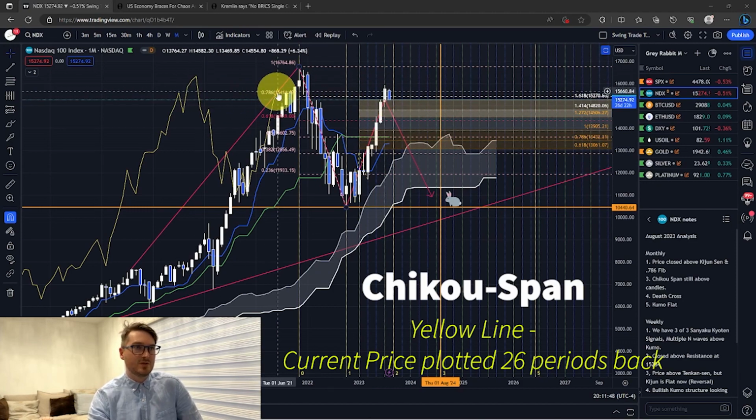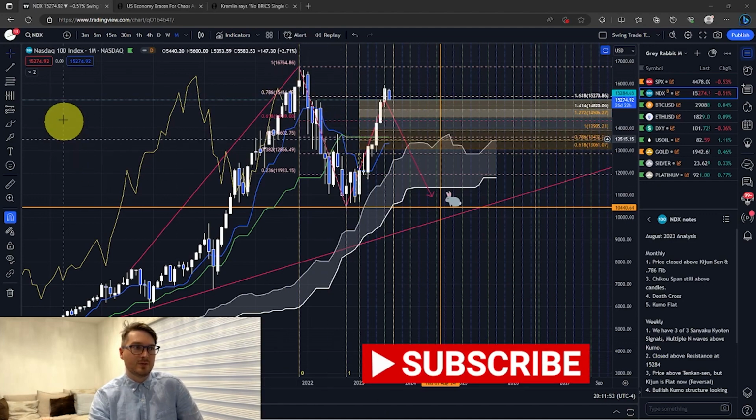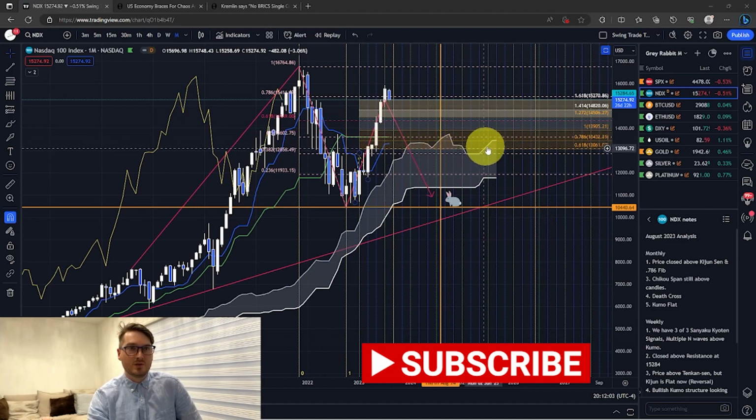We still have the Chikou span here above the candles. We have a death cross here on the Ichimoku. You guys can see that here. But it does look like we could be forming a gold cross soon, so we're going to keep an eye on that. The Kumo cloud is flat.